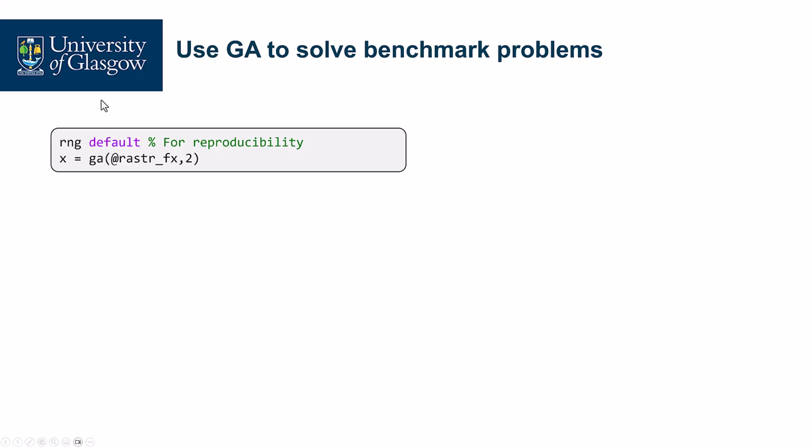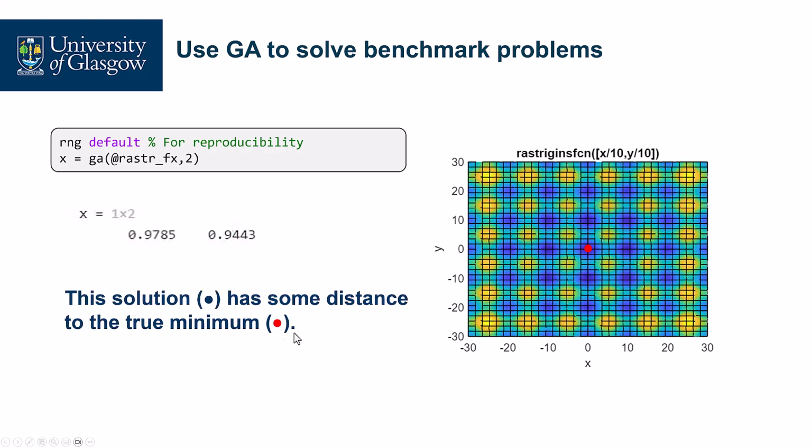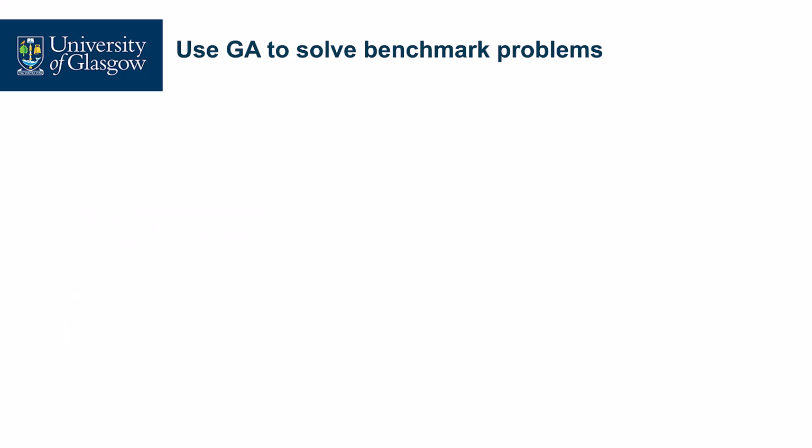When I use this function, we can see this is the result. The obtained x is 0.97, 0.94. We know the global optimum is 0 and 0, right? So the solution has some distance to the true optimum. For more details, you can see the live script, and you can write it yourself.